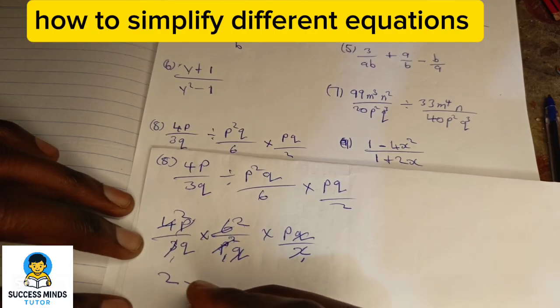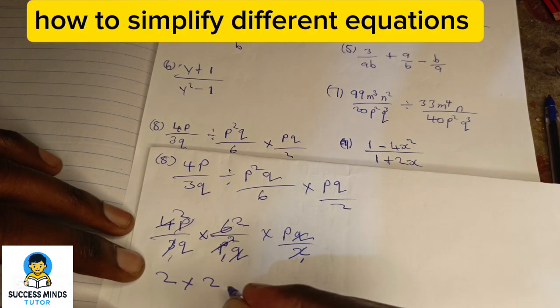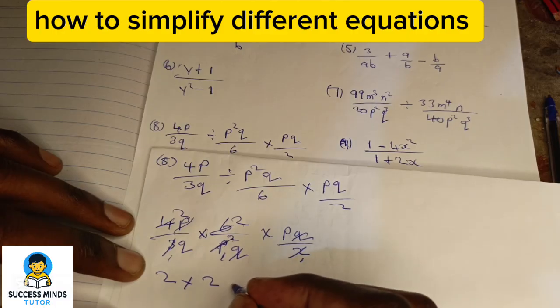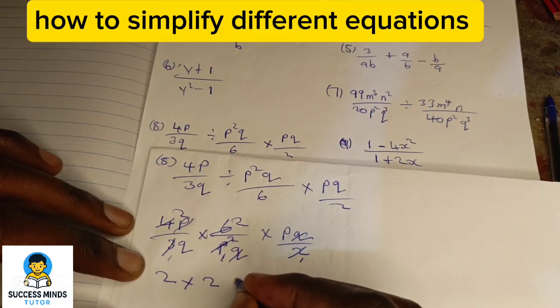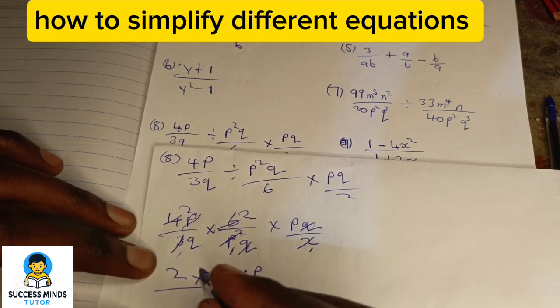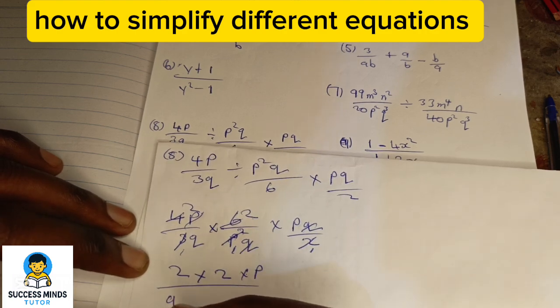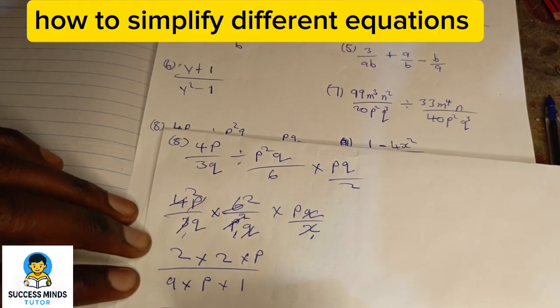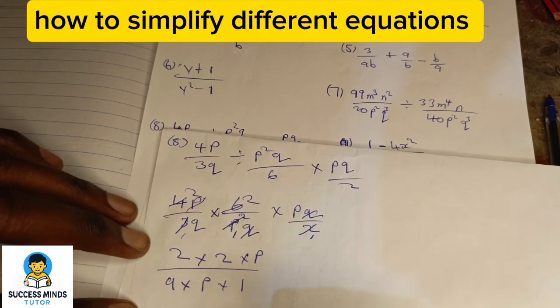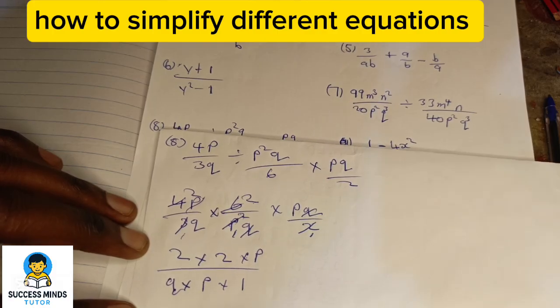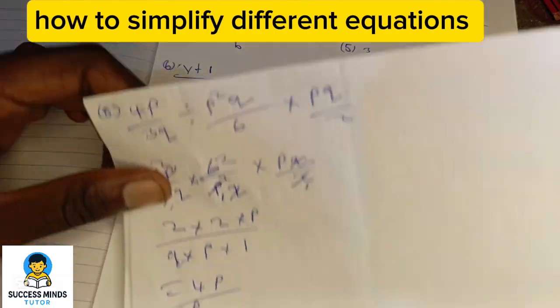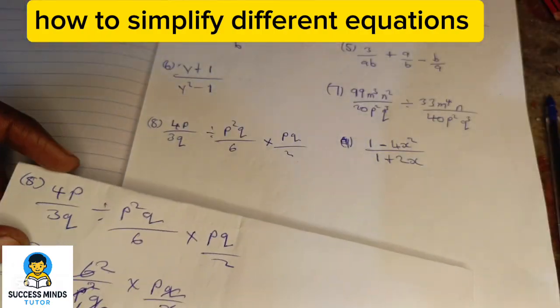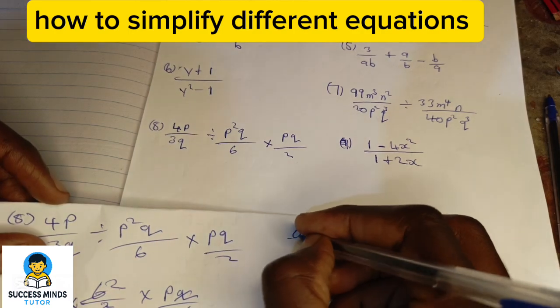So we are remaining with 2 times 2 times p over, we have q times p times 1. So the answer goes to 4p over qp, that's all. We have simplified like this, guys. We go to our last question, that is 9.